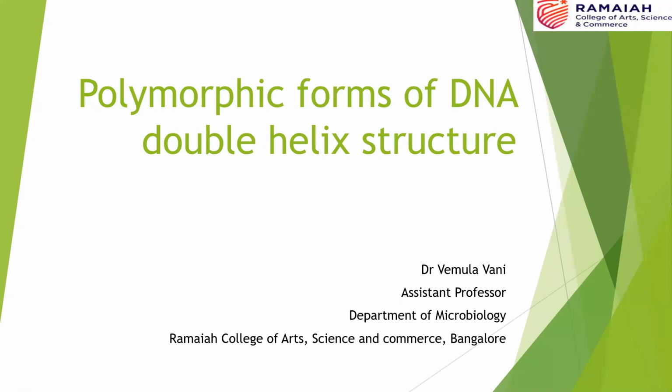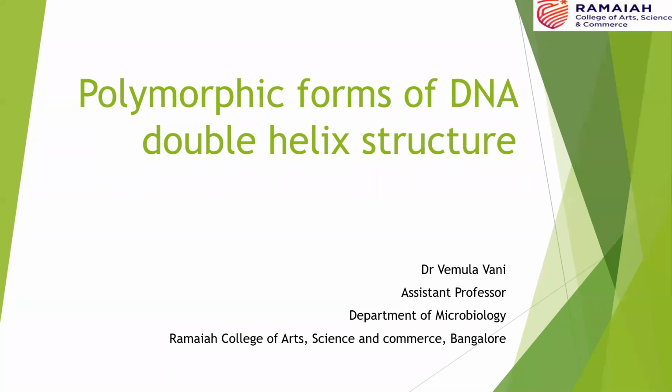Good morning. Today we are going to discuss polymorphic forms of DNA double helix structure. In the previous class, we discussed the salient features of DNA double helix structure, which was proposed by the scientists Watson and Crick. All those characteristics are the characteristics of the most stable form of DNA that occurs in nature, and that is the B form of DNA.